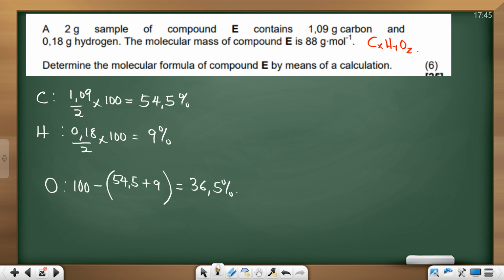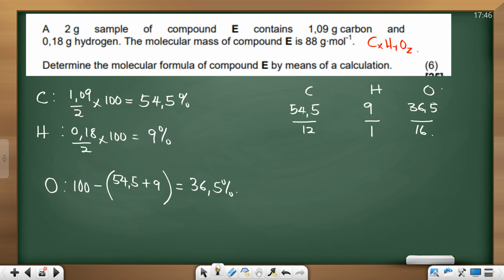Now, can we do what we did yesterday? This was what was hidden there. Now, what do we say? C, H, and then O. What is this? 54.5, 9, and 36.5. This we divide by 12. If we divide by 1, that we divide by what? What do you do? Divide by the smallest again. Can we get all these decimals? Divide by the smallest. That gives you the empirical.